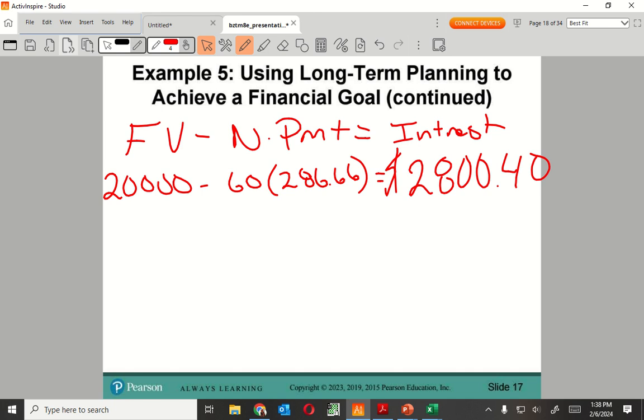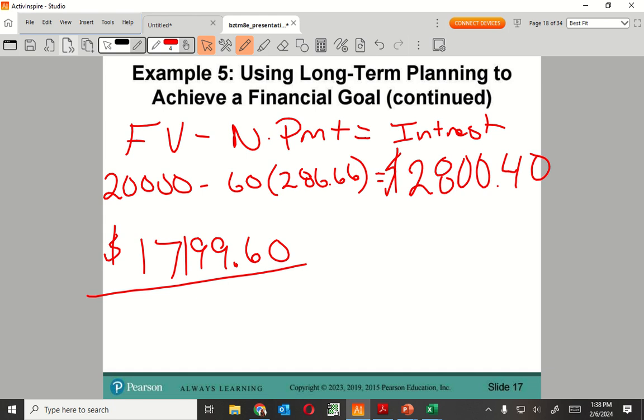What would you do to actually figure out how much you had to put in? Think about it. Subtract. I would subtract it because I'm going to take my $20,000, right? This is how much interest I incurred, and then subtract that. And that should give me 17,199.60.